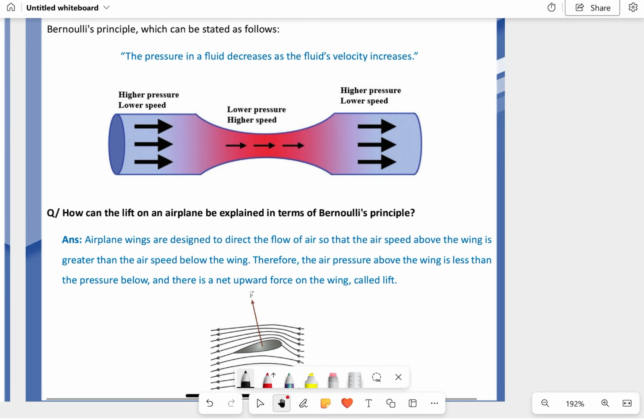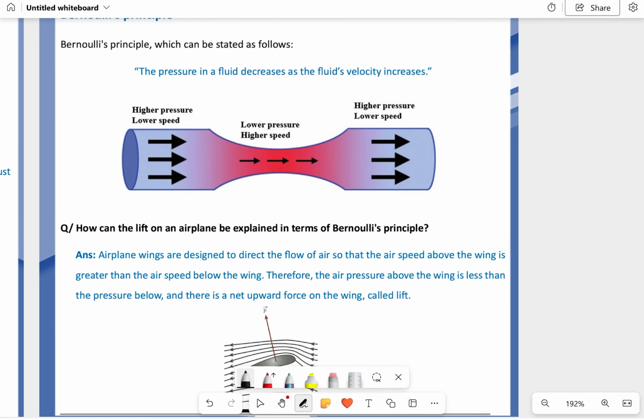Now, guys, we have Bernoulli's principle. The pressure decreases as the fluid's velocity increases. So you have this one, for example, here. Here it has a very high pressure and the speed of the fluid is really low. But if you decrease the cross-sectional area as we just talked about, it's going to have a higher velocity, and it's going to have a lower pressure. Meaning the water is going to flow faster, but the pressure is going to be much lower.